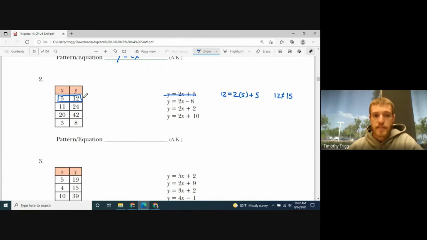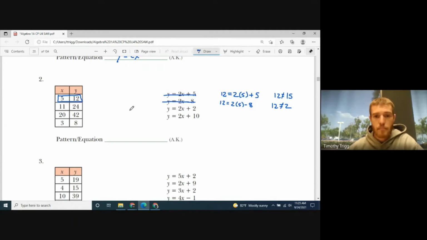Okay, I'm going to use that same point, 5, 12, but I'm going to try it in the next equation. So that would be 12 equals 2 times 5 minus 8. So that'll be 12. And I want to see, does that equal 2 times 5? That's 10. 10 minus 8 is 2. So are these equal? No, these are not equal either. So that means this is wrong too. Let me try the next equation.